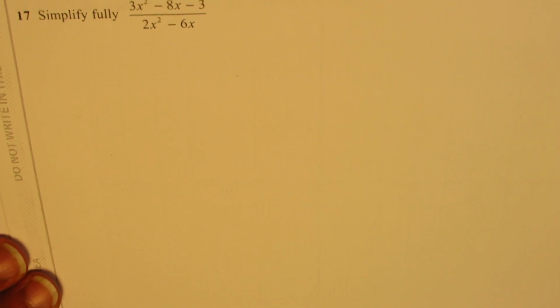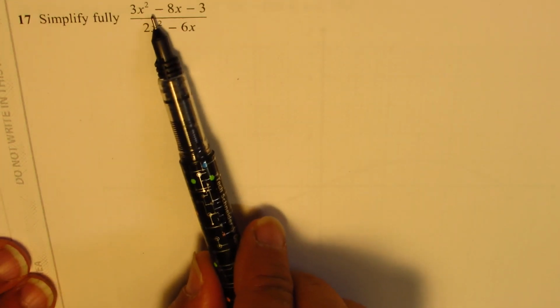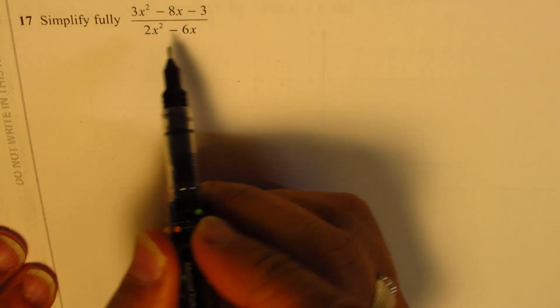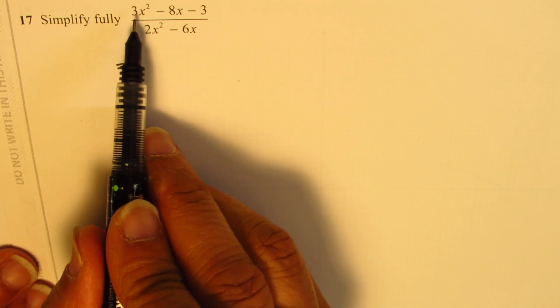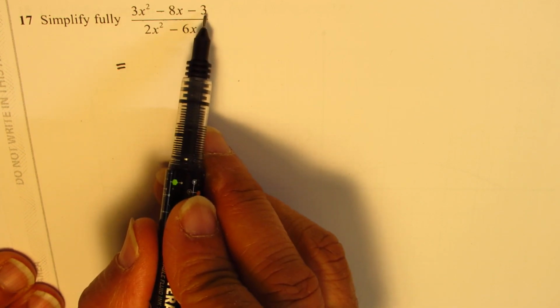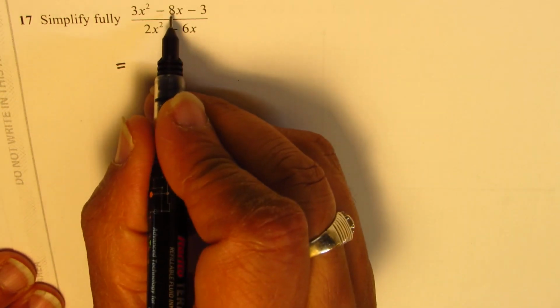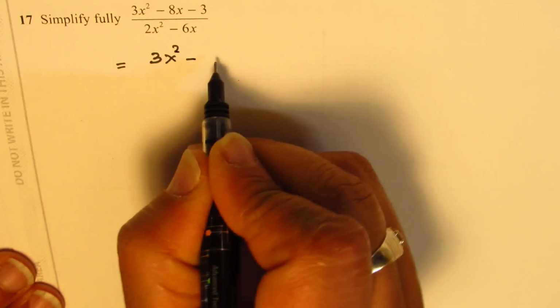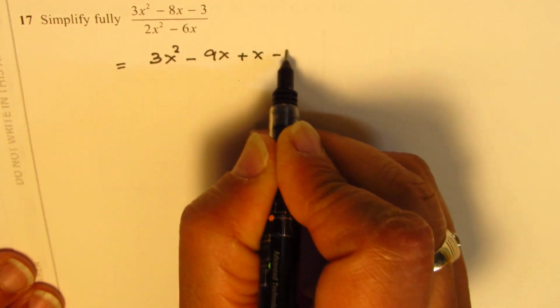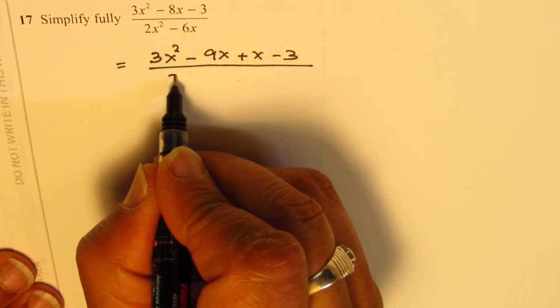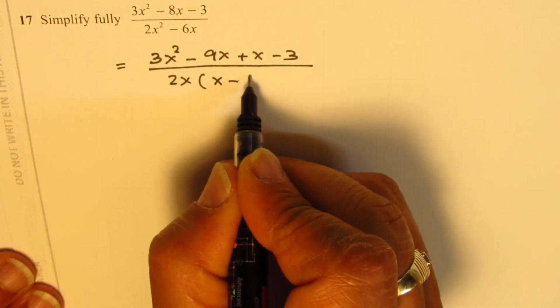Let's take the next question now, which is: simplify fully the rational function 3x squared minus 8x minus 3 over 2x squared minus 6x. So we could write this as the numerator: 3 times 3 is 9, so the product is 9 and minus 8 is the sum. So we could write 8x as 9x plus x, right? Minus 3 over 2x squared minus 6x. 2x is common. We get x minus 3. Clear?